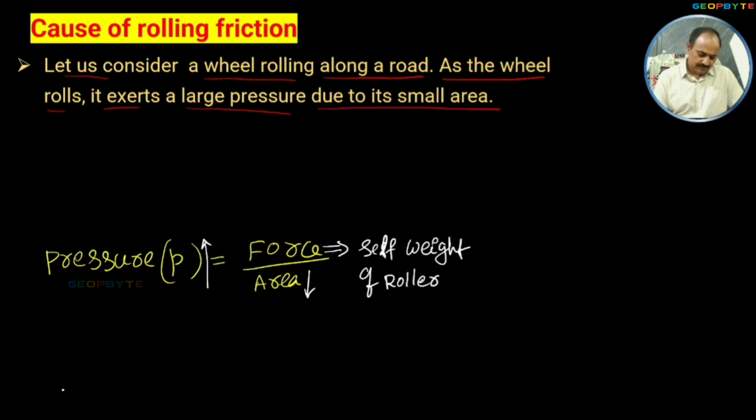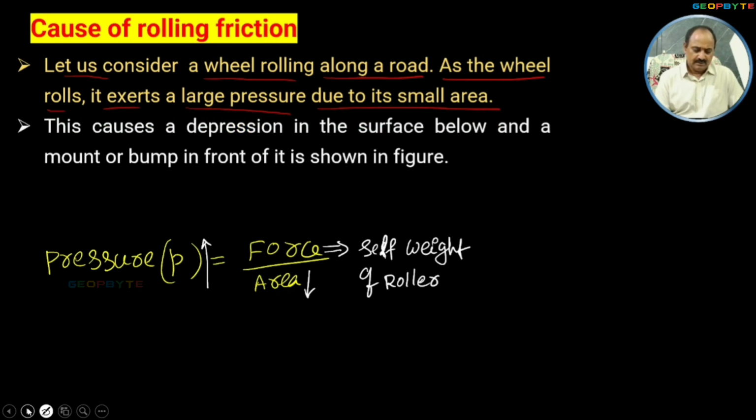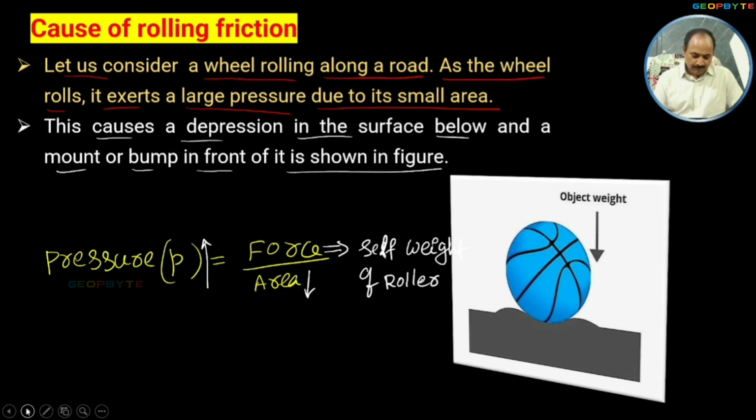Okay. Similarly, look at another important point. This causes a depression in the surface below and a mount or bump in front of it, as shown in the figure. Because of this large pressure developed, a bump or mount is formed. Because of the small contact area, pressure developed is high, and that large pressure is causing a bump formation or a dip formation.